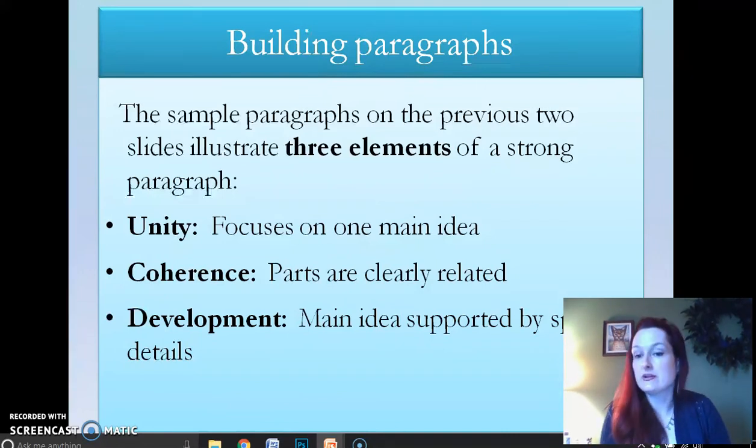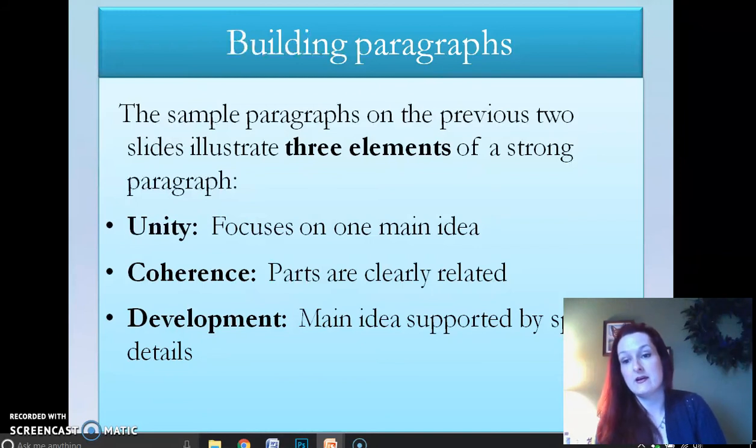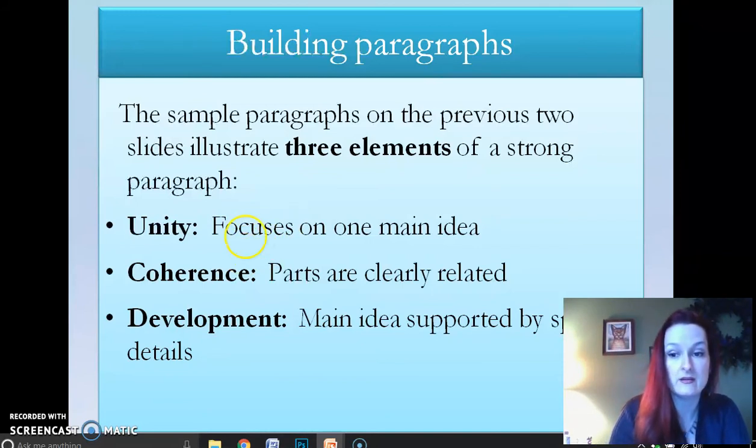Coherence, again, the parts are clearly related, all the sentences relate to each other, and then back to the topic sentence. And then also the element of development, meaning that your main idea is supported by specific details that anchor it and develop it and add texture.